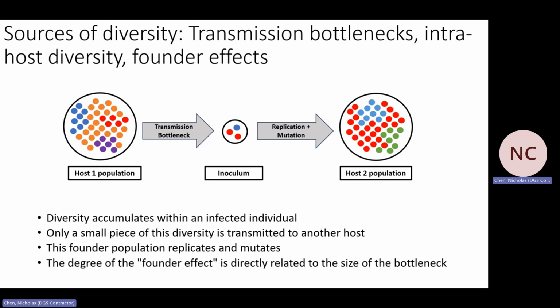In turn, the degree of diversity in the founding population, or the inoculum in this case, is affected by the degree of diversity in the population of host 1, as well as the size of the bottleneck. Therefore, we could think that a quickly mutating virus that requires a small infectious dose may accumulate much more diversity through a transmission chain than, say, a bacteria that mutates slowly and requires a much larger infectious dose.